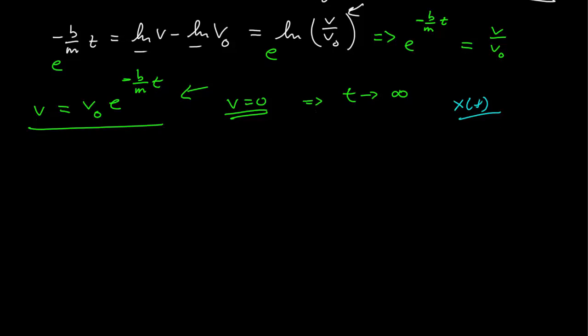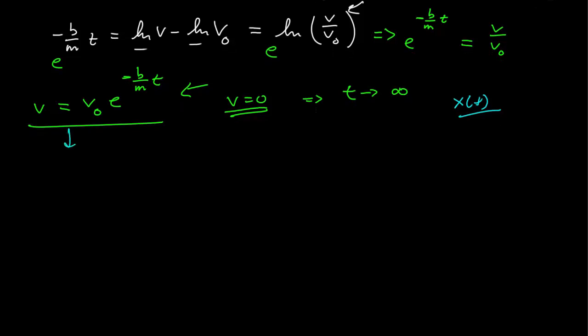And so we can calculate that by simply integrating the equations of motion again to find the trajectory x of t. Looking at this expression again, our velocity is the time derivative of position, dx/dt equals v0 e to the negative b over m t. So we bring the dt to the other side, and now we've separated our variables again. We have all the x's on one side and the t's on the other, and so we can go ahead and integrate.